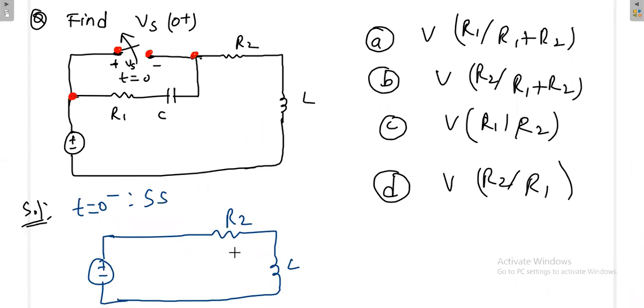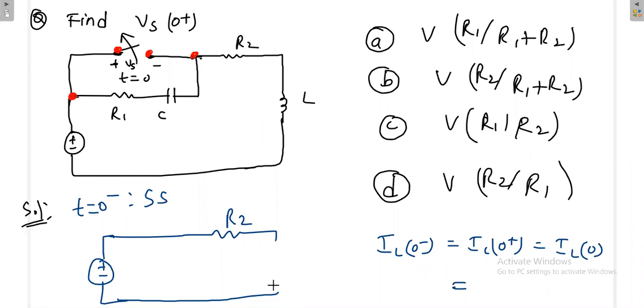Now what is the current flowing through the circuit? The current flowing through the circuit is IL(0 minus), which is the same as IL(0 plus), because the current through the inductor cannot change suddenly. That's why IL(0 minus) equals IL(0 plus), that is equal to IL(0). At steady state, since the circuit at t equal to 0 minus is in steady state, I can replace the inductor with a short circuit. Then the current flowing through it is simply V divided by R2.